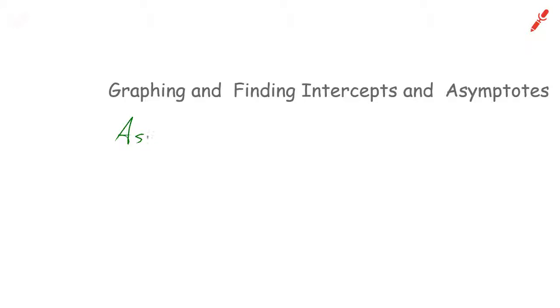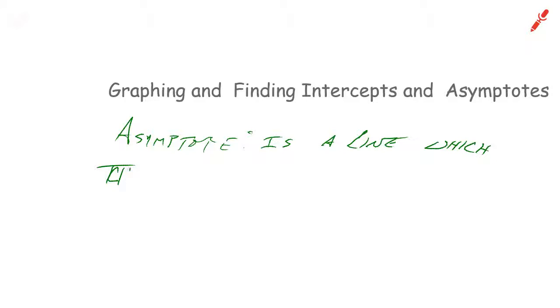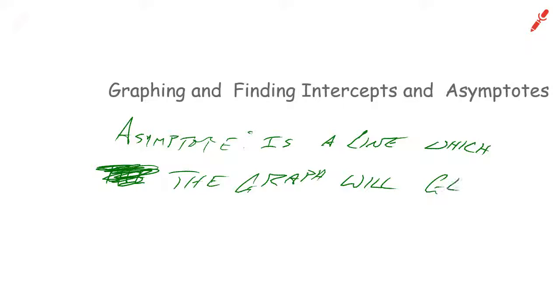An asymptote, very important, asymptote, if I can spell it, is a line which the graph will get infinitely closer to. The graph, sorry guys, I write slowly when I'm trying to be legible, will get infinitely closer to, but it will never touch.